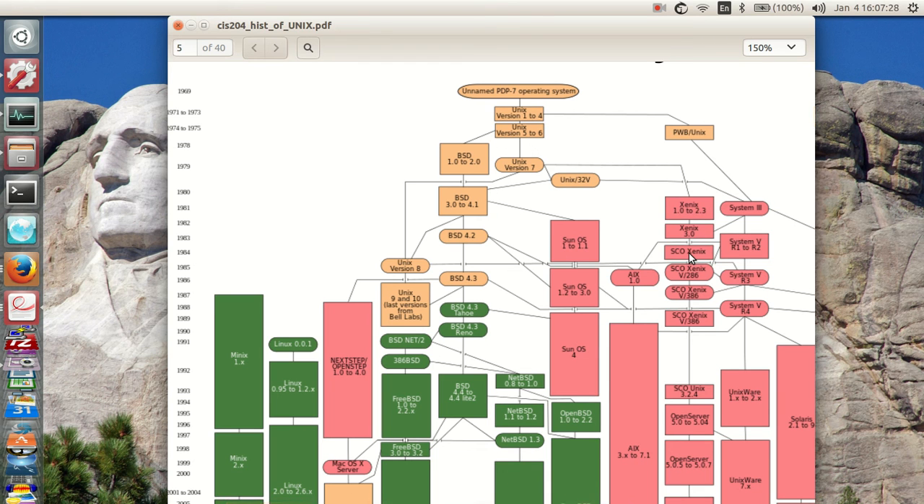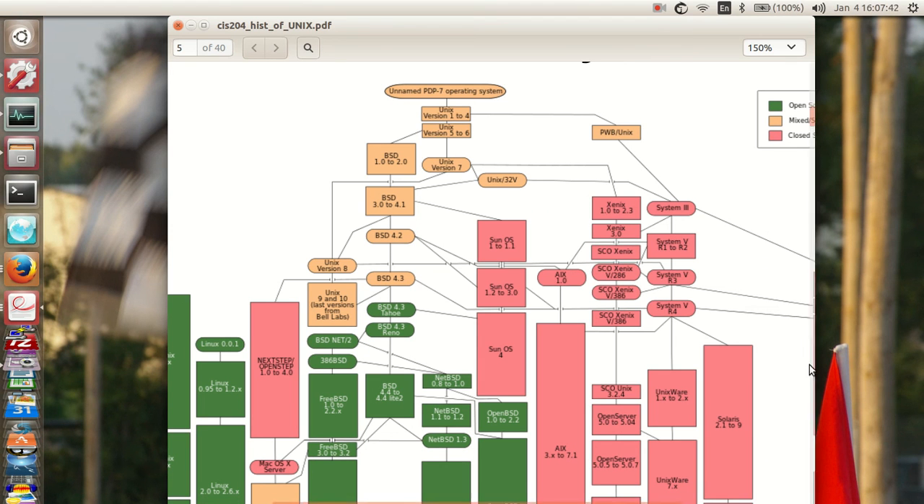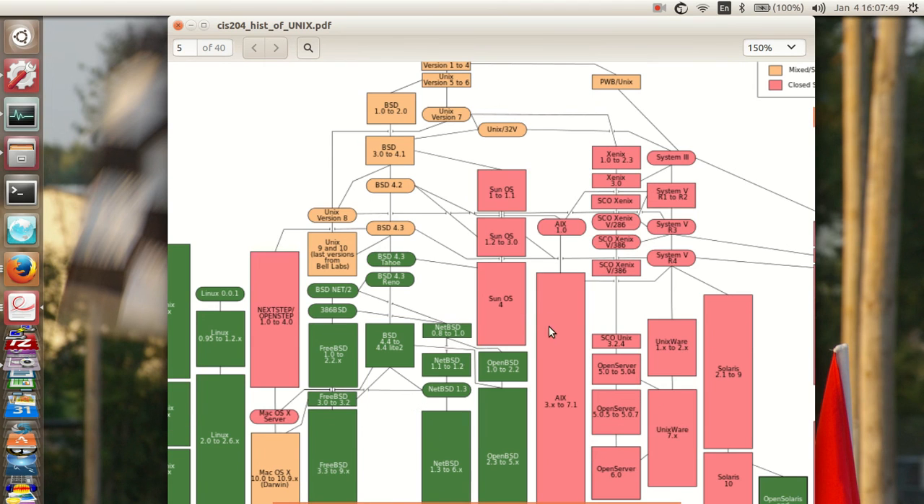And SCO got their hooks into things later on because they created this SCO Unix 3.2.4 and then claimed that other companies were infringing on the copyrights of their product. In particular, if I don't scroll too quickly, I can show you this AIX 1.0. That was IBM's version of Unix. It came out of BSD 4.2, and out of Sys5 Release 1.